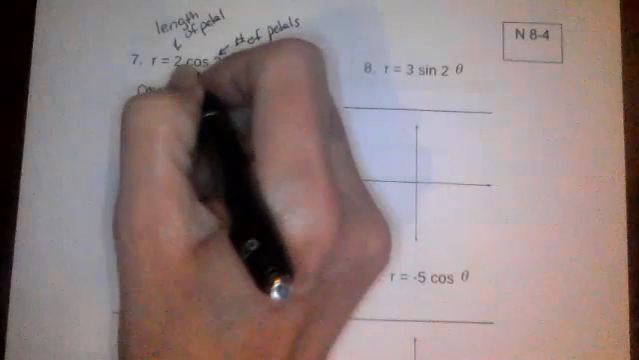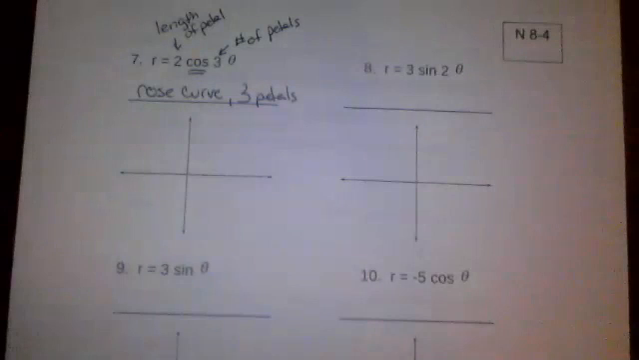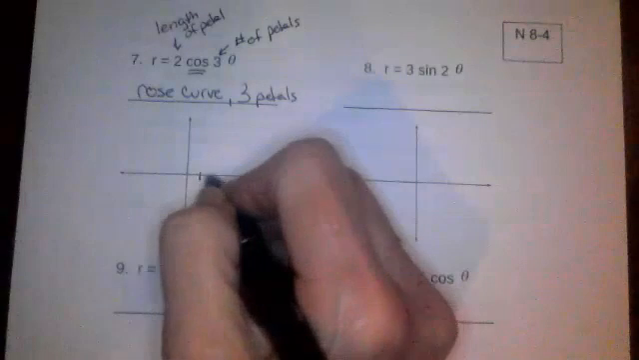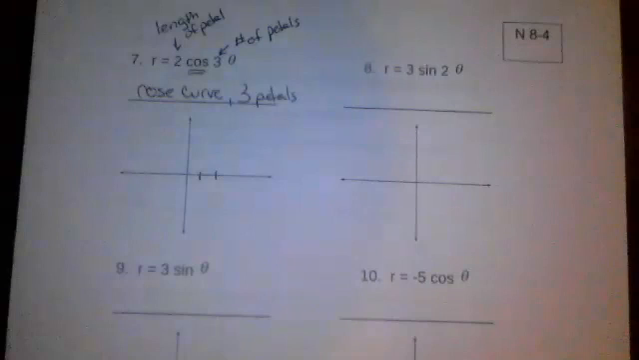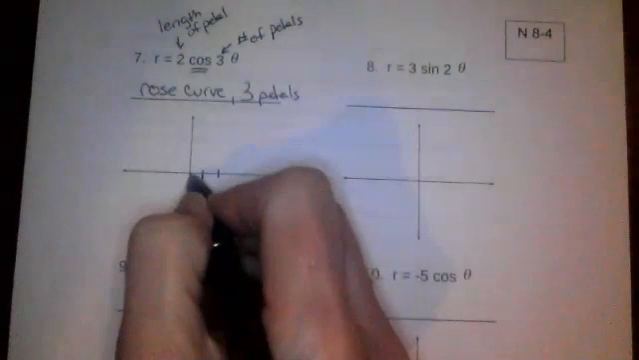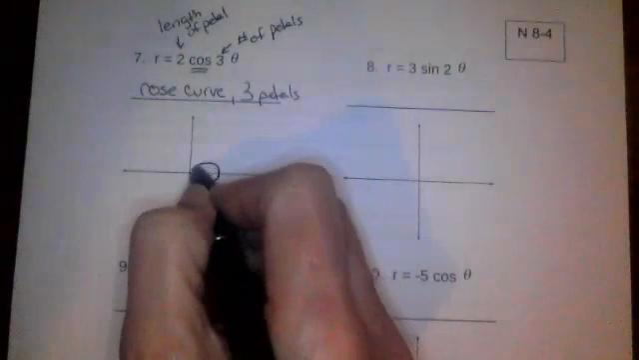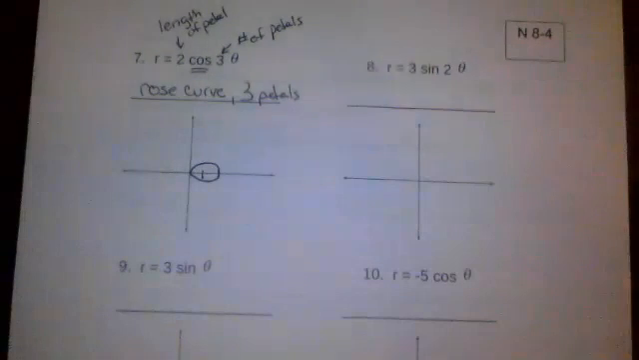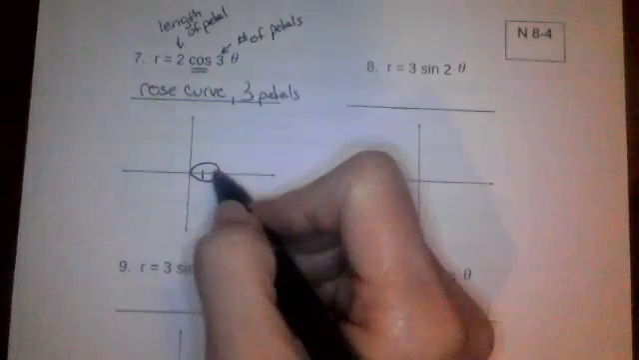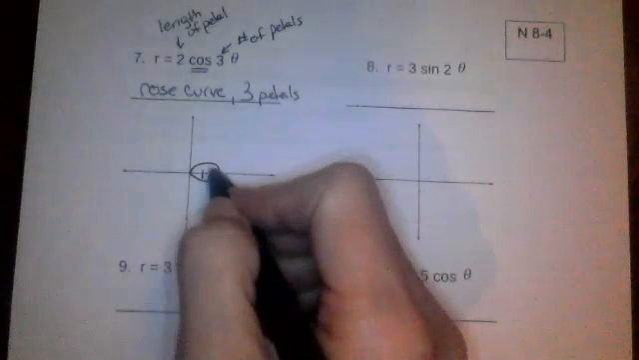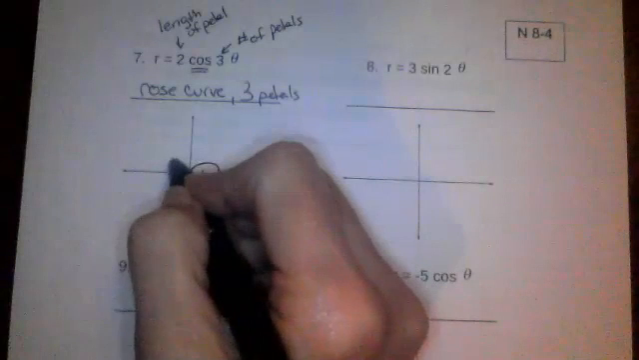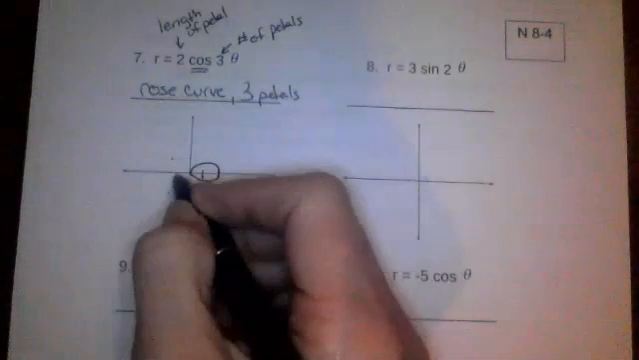Because it is a cosine, we're going to be starting our first petal on the x-axis. So it's 2 units out, and our petal comes out like this. But remember that on this one, they are all spaced evenly, so it's going to be in thirds. So this is going to be a third and a third. These are where my other 2 petals go.